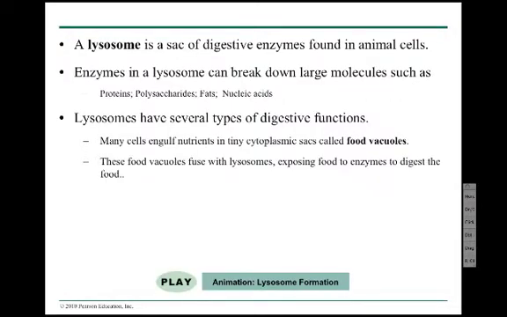So a lysosome is another type of sac found in the cell. It has digestive enzymes, and these enzymes could break down large molecules. Some large molecules will enter the cell and need to be broken down a little more. They may be used by the cell, they may not. Enzymes can be inside a lysosome to break down the large molecules, and they have many functions. They could be called food vacuoles.